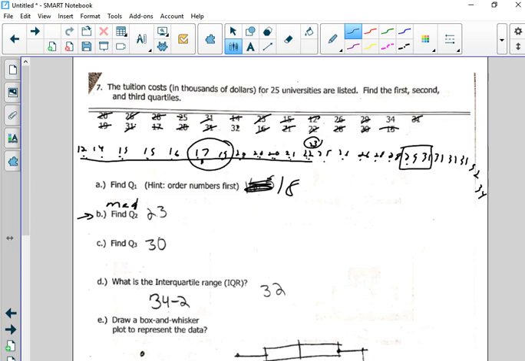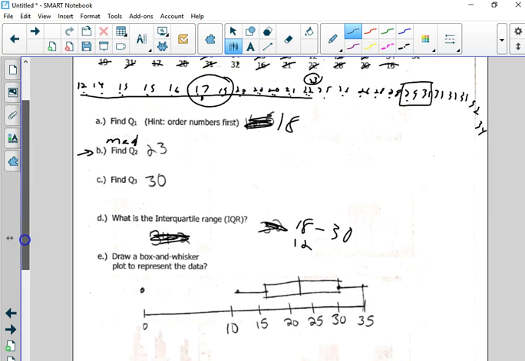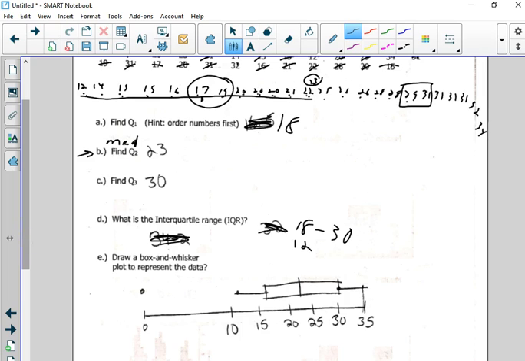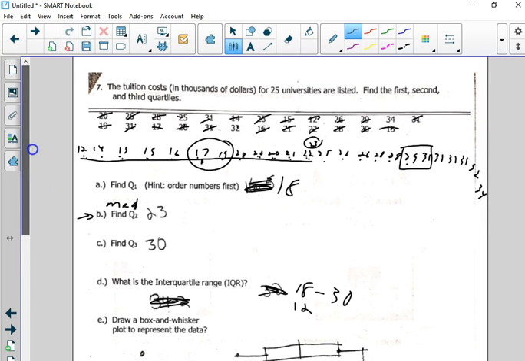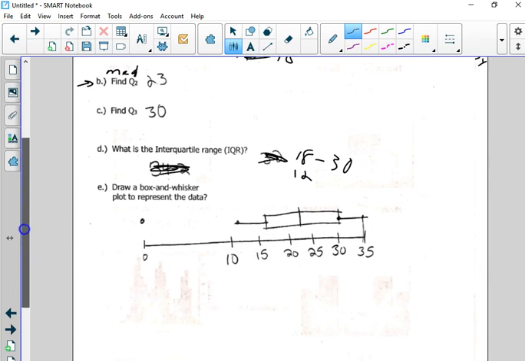The interquartile range, well, that's from 18 to 30. I don't know what the deal is here. That's totally wrong. 18 to 30. Or you could put 12. And this is probably going to be messed up now. So my upper number, is there a 35 that I missed? I don't see a 35. Okay, so let's scratch this.